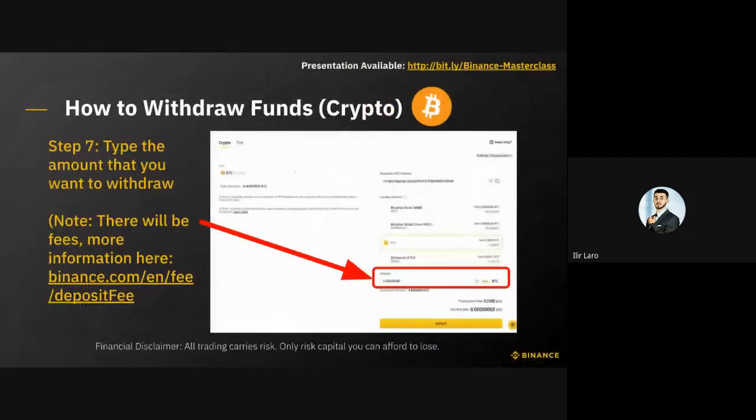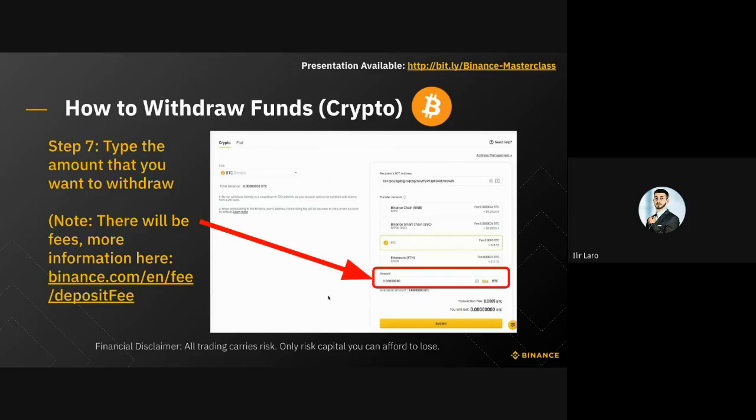And then you type in the amount, and something to note is that there will be fees. These fees are not related to Binance, but related to the actual network. So how Bitcoin works is when you send a transaction using the Bitcoin blockchain, there are certain fees that get paid to miners that secure the network. So these fees that you see on your withdrawal page are not fees from Binance, these are fees from the actual network. You can see here on the right, there are different fees depending on which network you use.